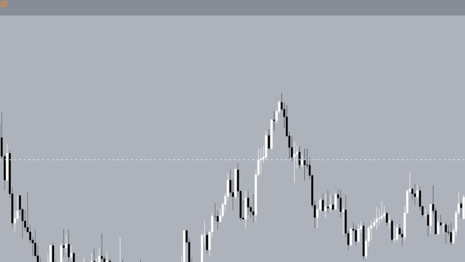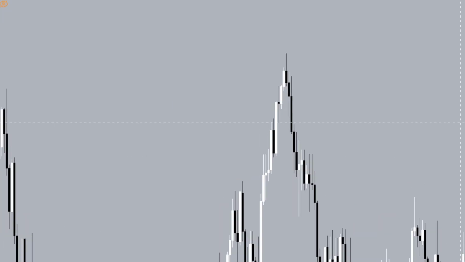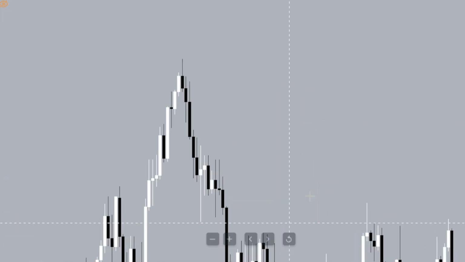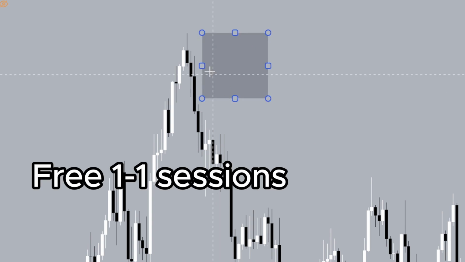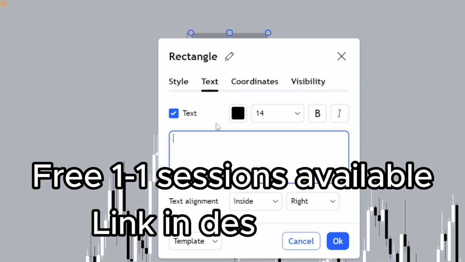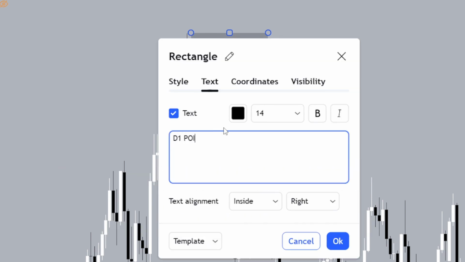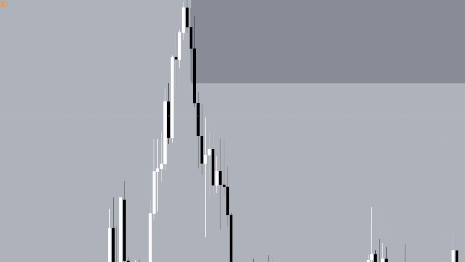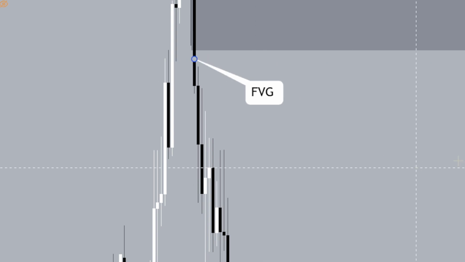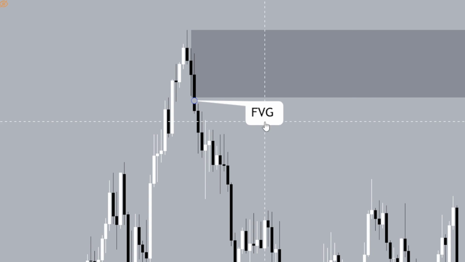So what we're looking for is areas of inefficiency. Now I've pointed at one on the screen over here, right? So this here is an inefficiency. This would mark our POI or our fair value gap. So this is our daily POI. Simply put, we project it to the right. The reason why this is a POI is because we have a fair value gap over here. So this is an FVG or a sell side inefficiency in the markets, okay?